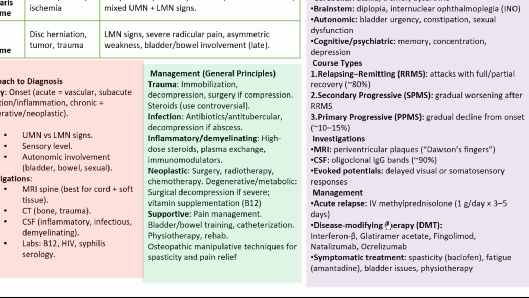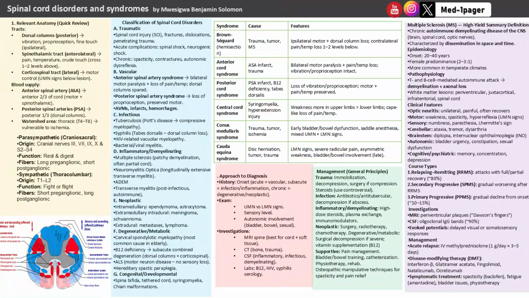Then CSF, you see oligoclonal IgG bands in 90% of cases. Then when you do the evoked potentials test, you have delayed visual or somatosensory responses. Management in the acute relapse, IV methylprednisolone. We can give the disease-modifying therapy, which is interferon beta, fingolimod, natalizumab, and so it's better you actually get something more concrete about multiple sclerosis treatment and you come up with a management.